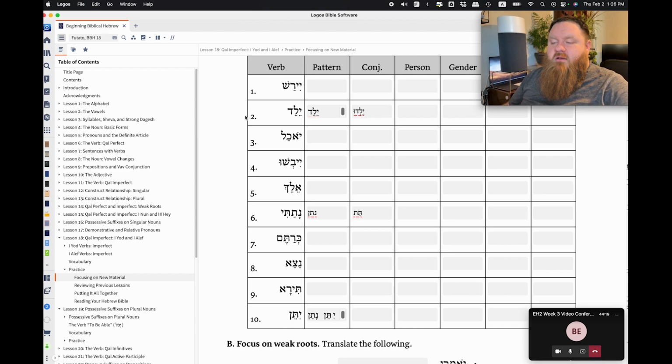So if we've got yalad, yalad means he begat in the Qal perfect 3ms. So what does it mean in the Qal imperfect 3ms? Well, it would mean he will beget. And as you go through the rest of these here, I guess we do have a one Aleph here, yochal.